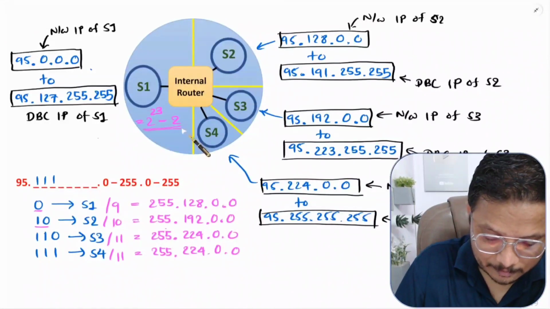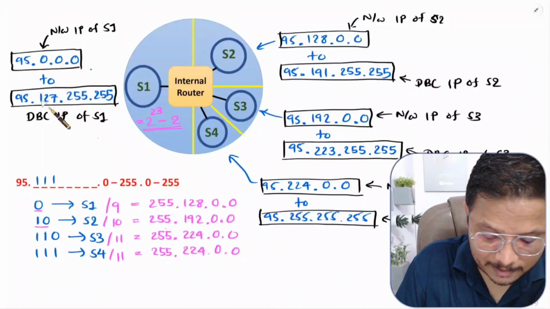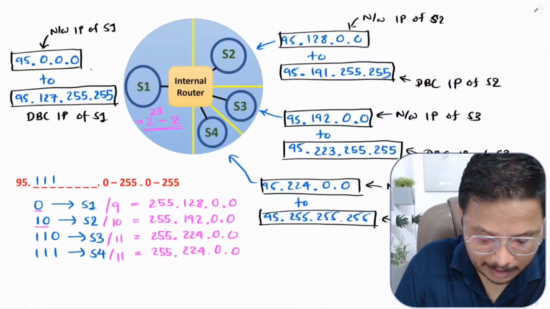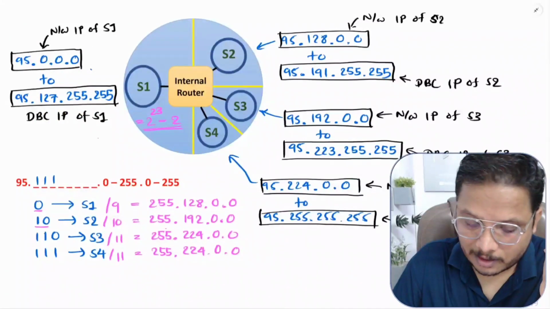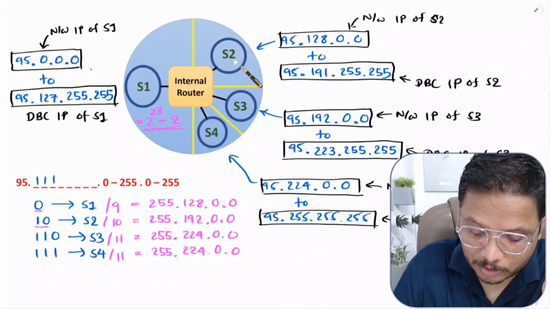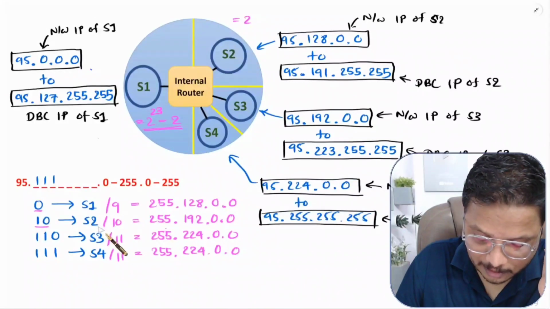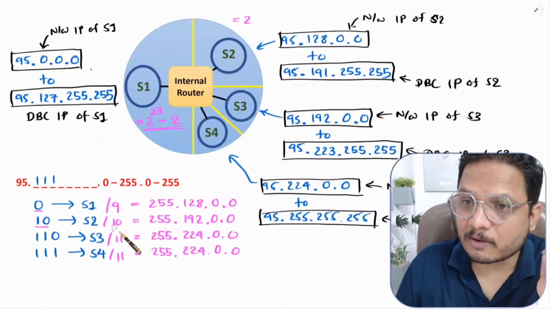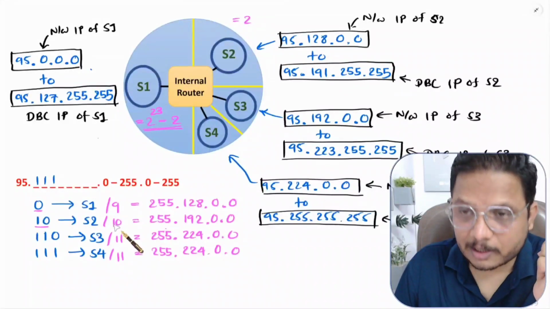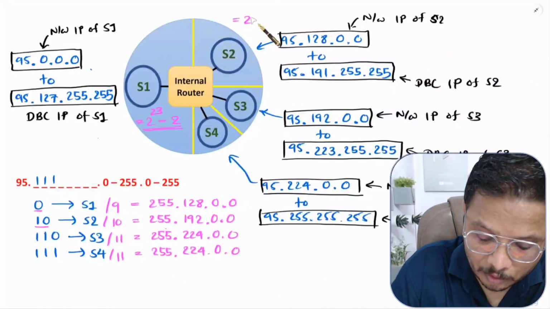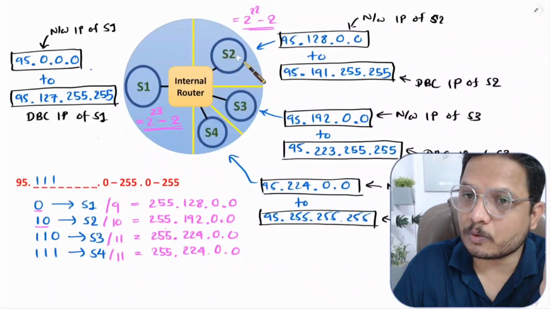The reason is that 2 IPs are reserved. One is for the network and the second is for the direct broadcast. If you want to calculate how many hosts are there with S2, then the number of hosts with S2 will be 2 to the power how many bits? S2 has a mask of 10 bits, so 32 minus 10 is 22. So 2 to the power 22 minus 2. Right, so that will be the number of hosts in S2.